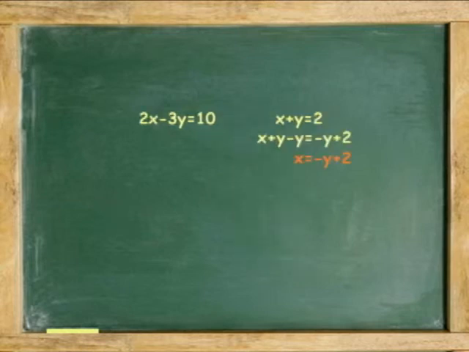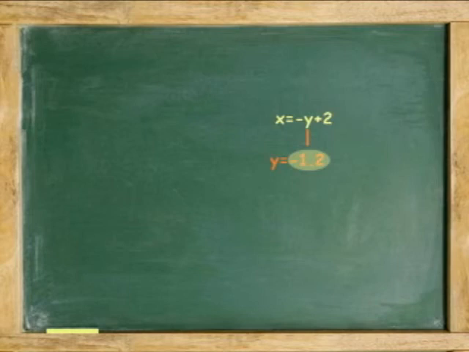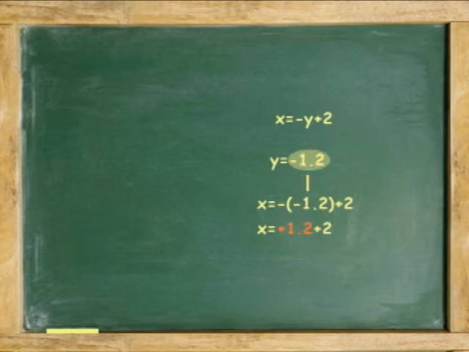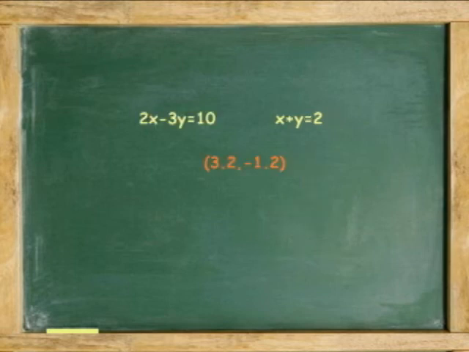Because x equals -y plus 2, the second equation, and y equals -1.2, by substitution, then x equals negative times -1.2 plus 2. Negative times negative is positive. x equals 1.2 plus 2, or x equals 3.2. The solution to the system is the point 3.2, negative 1.2.